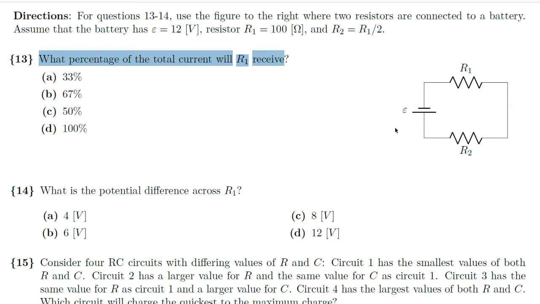Long story short, the current going in equals the current going out, and there is no splits, so therefore currents in series are the same. It is 100%. The current through R1 is 100%, and the current through R2 is also 100%. The current does not slow down at any point. All right.